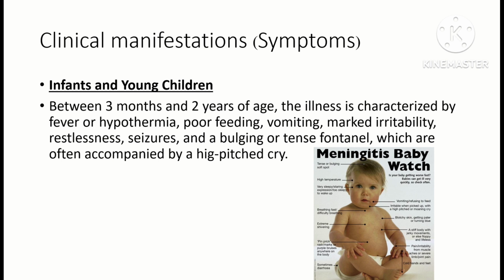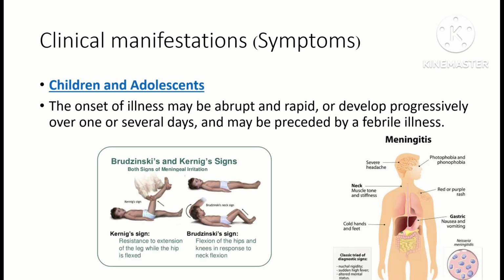Restlessness, seizures, and bulging or tense fontanelle, which are often accompanied by a high-pitched cry. In children and adolescents, the onset of illness may be abrupt and rapid, or develop progressively over one or several days and may be preceded by a febrile illness. This is a sign of meningeal irritation.